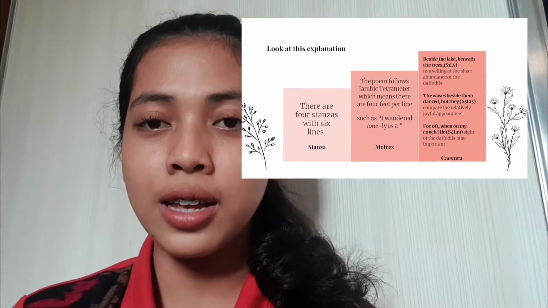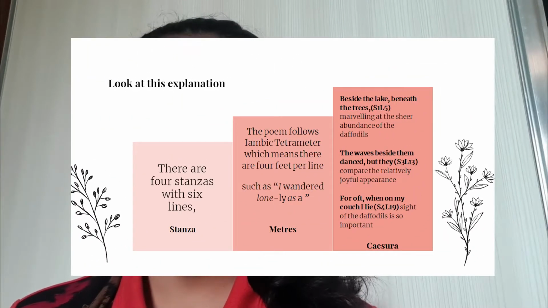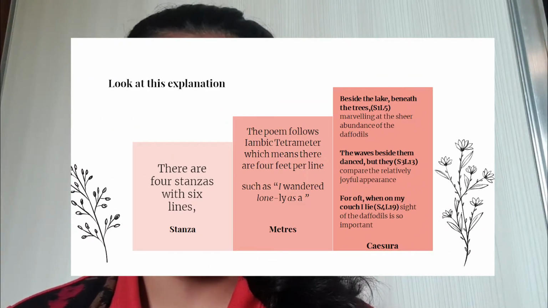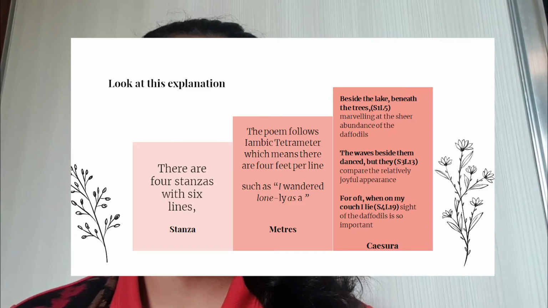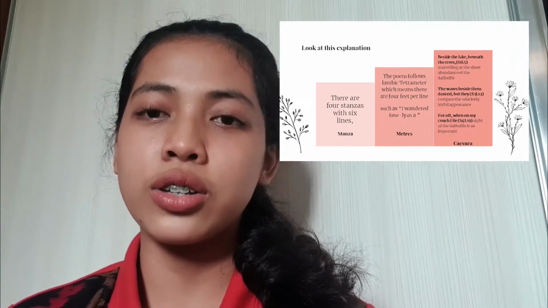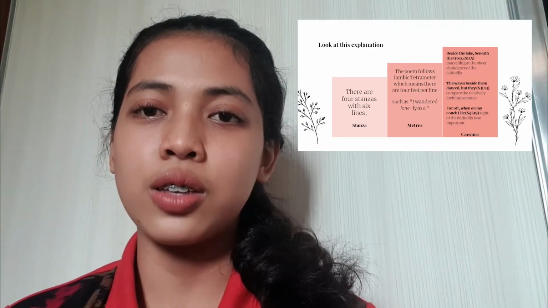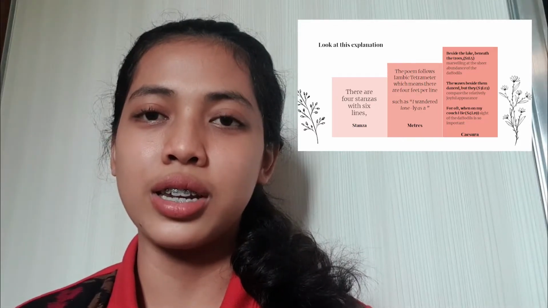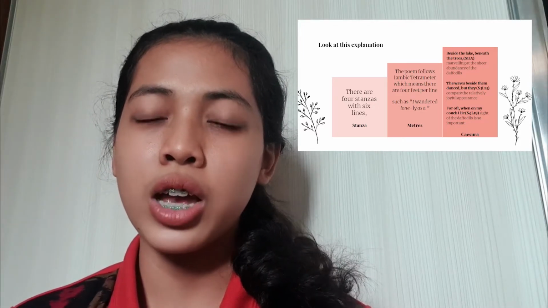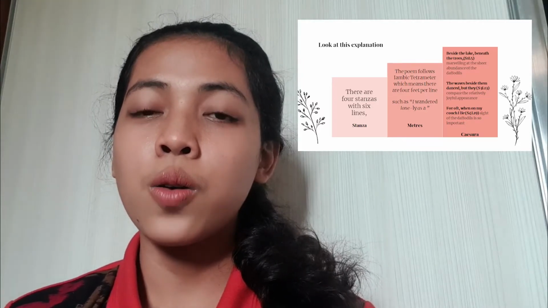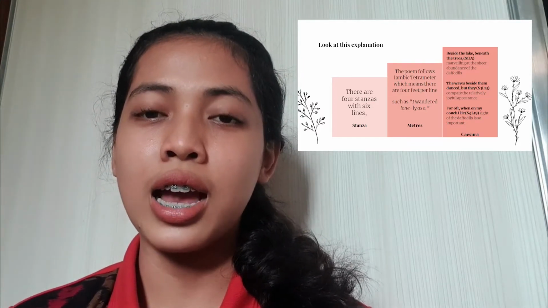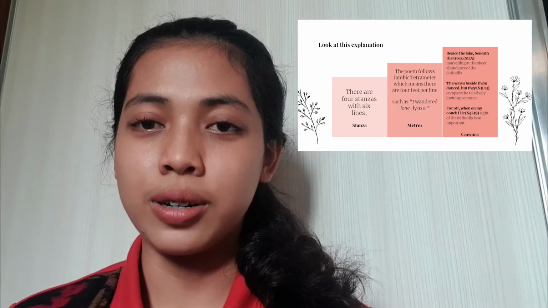And for the last, the meter. The poem follows iambic tetrameter, which means there are 4 feet per line, where each unstressed syllable is followed by a stressed syllable, as in the first line of this poem, such as "I wandered lonely as a cloud."